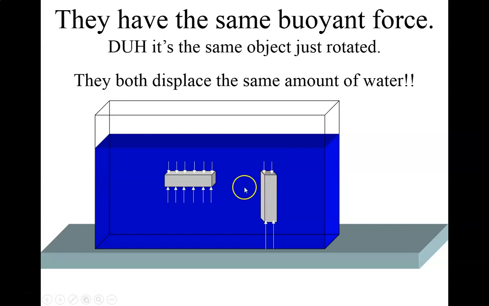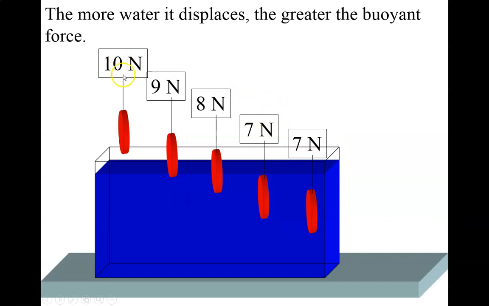But the key thing that you need to remember is they displace the same amount of water, so they're going to have the same buoyant force. The buoyant force is equal to the weight of the water displaced. Say that a few times. Now, the more water an object displaces, the greater the buoyant force. So as an object is sinking into the water, it displaces more and more water, and the buoyant force increases until the object is completely submerged. It doesn't displace any more water after that, so the buoyant force doesn't change, but it is displacing more and more water as it sinks in, and that's why the buoyant force increases up to that point.